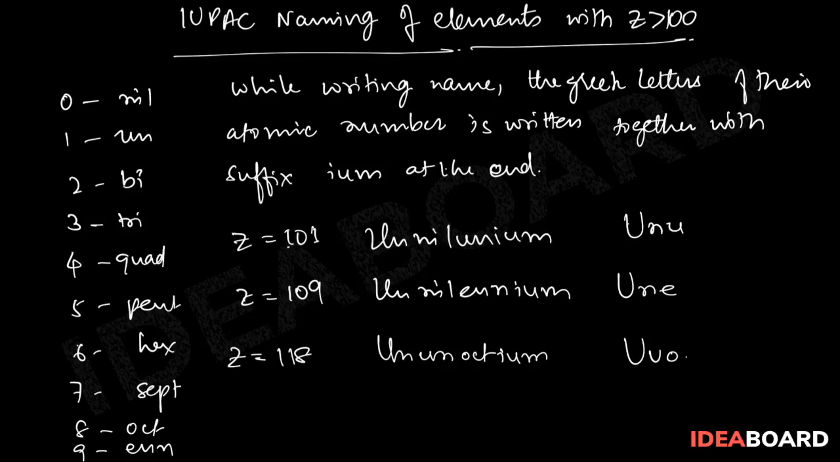Now, this name will stay in practice until the scientists, that is IUPAC, come to a conclusion about the permanent name according to the time, place, and the people who discovered it. Till then, a newly discovered element will always be given this name. So that's about IUPAC naming of the elements. Thank you.